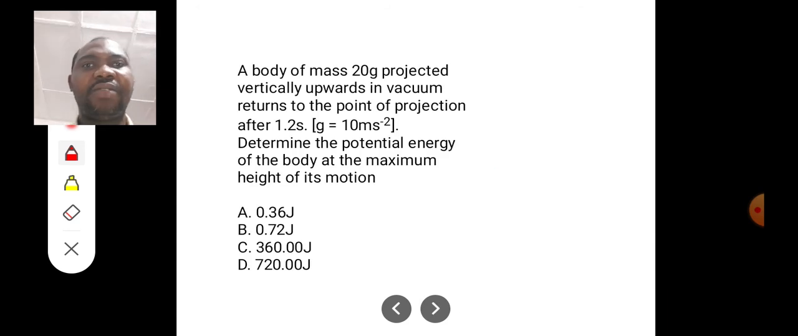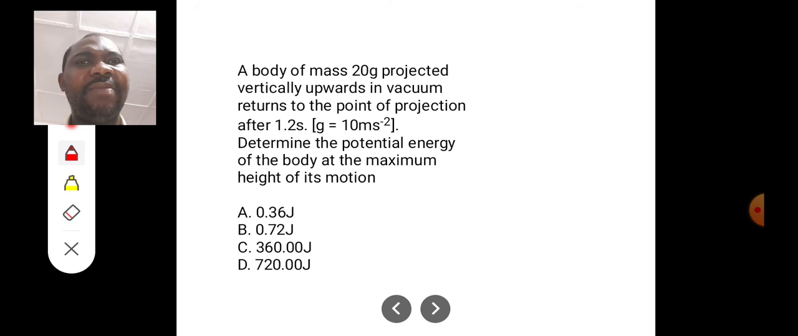A body of mass 20 grams projected vertically upwards in a vacuum returns to the point of projection after 1.2 seconds. That means it went up and came down. Went up and came down. Determine the potential energy of the body at the maximum height of the motion.